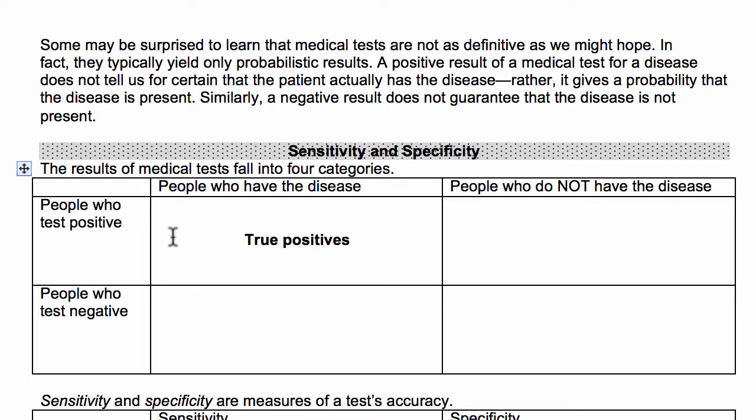Unfortunately, people who have the disease may test negative for it. Because we would consider the test results in this category to be inaccurate, we refer to test results in this category as false negatives. Next, people who do not have the disease might test positive for it. Since we also consider these test results to be inaccurate, we call these test results false positives. Finally, many people who do not have the disease will test negative for it. Since we consider test results in this category to be accurate, we call them true negatives.